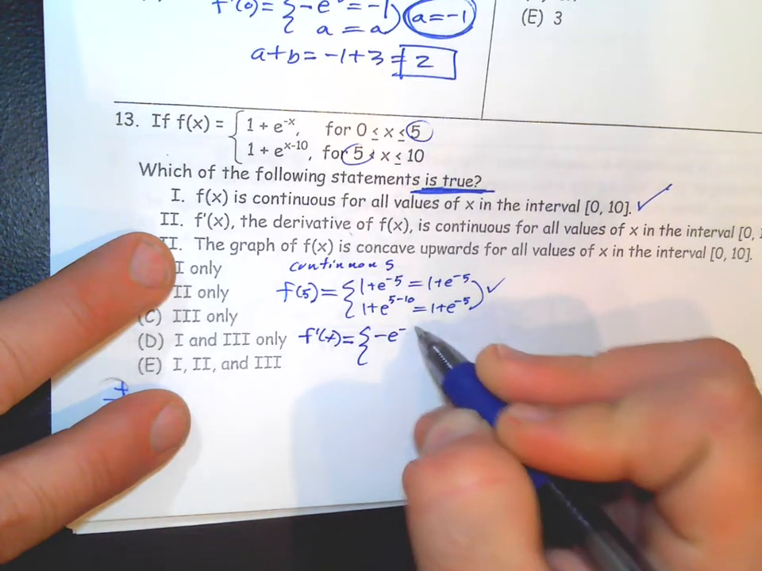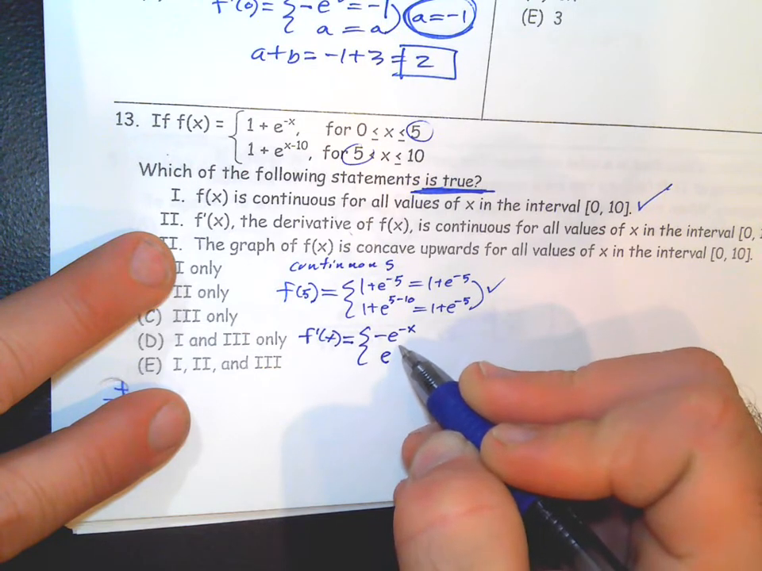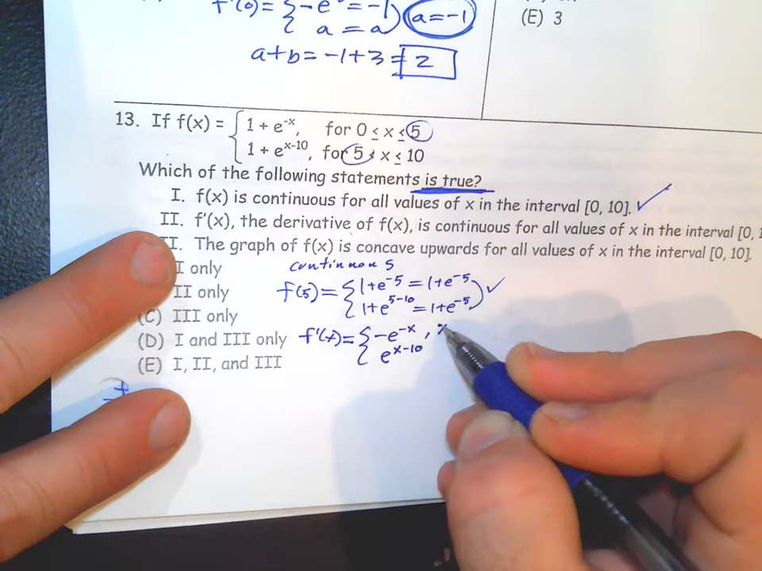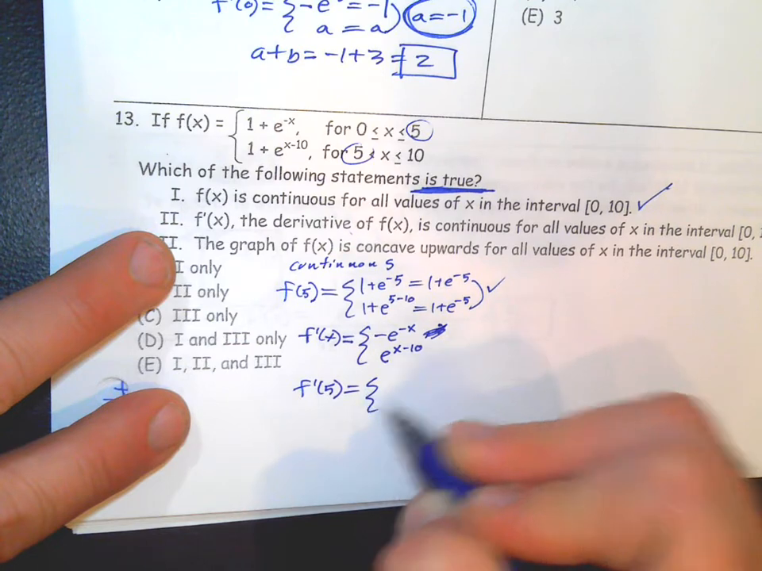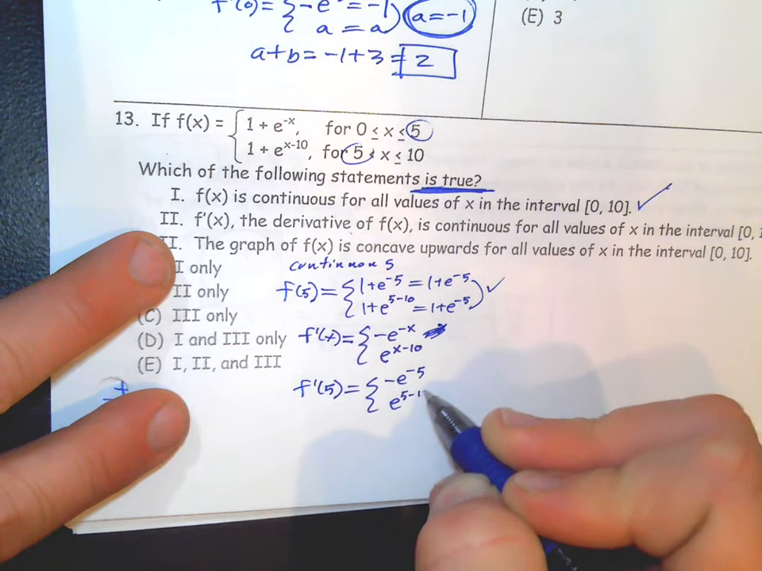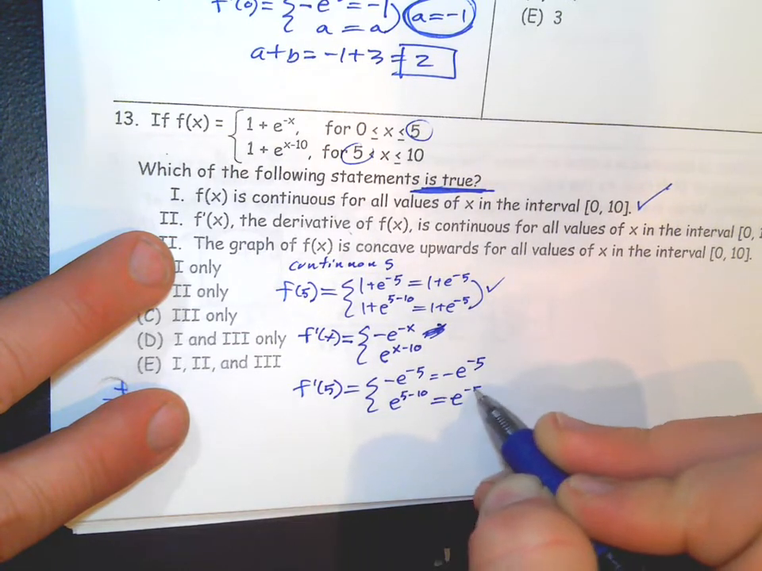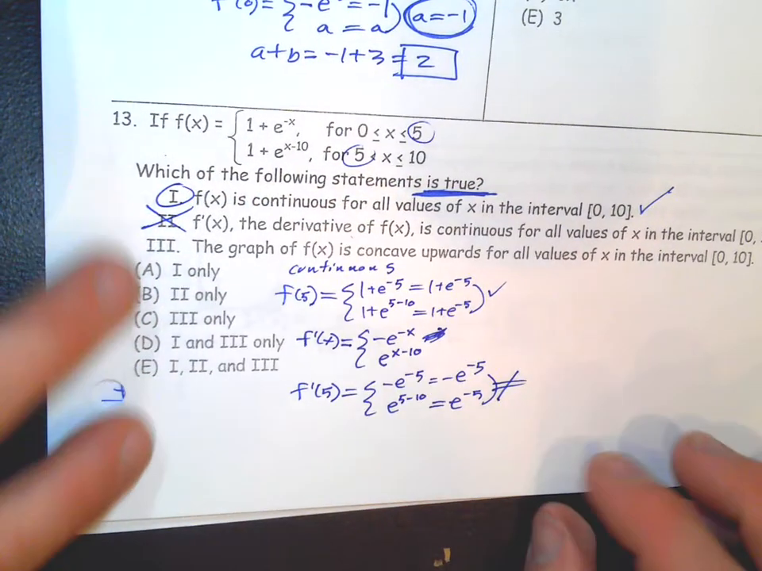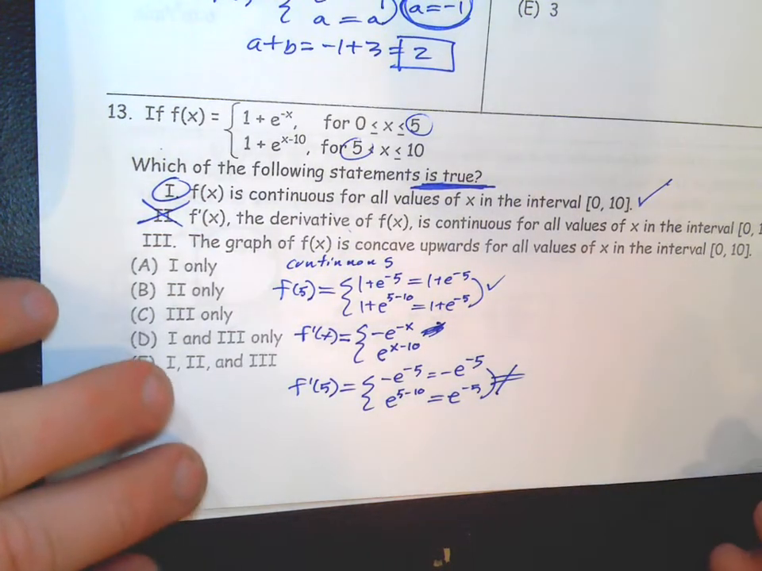Negative e to the negative x and e to the x minus 10. And so then we can plug 5 in there and see if those two pieces are connected. And they are not. These are not equal. So that's not true. The graph is concave upwards for all values.